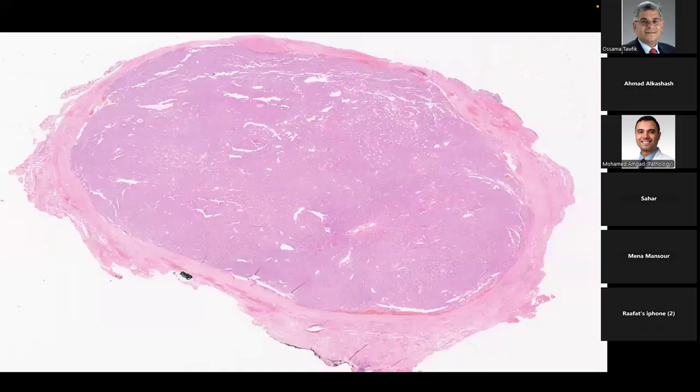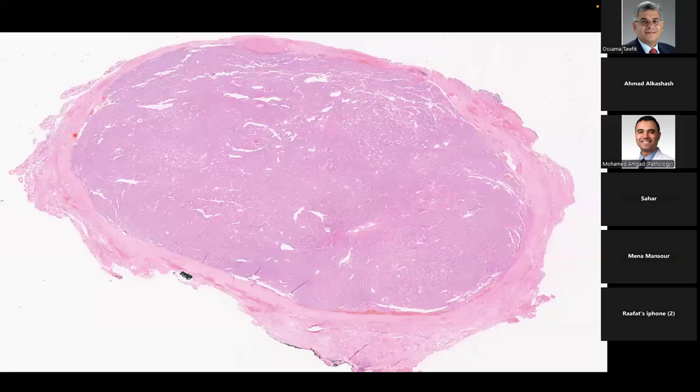Once it comes out, it comes to you on the slide. First thing you see on low power is this well circumscribed lesion. You have a follicular pattern in the middle. It's right here. You can see it's very well circumscribed. Here you can see some normal thyroid parenchyma, but you can see that there's a huge difference between the morphology inside the tumor and outside. And in this case, there's a thick fibrous capsule.